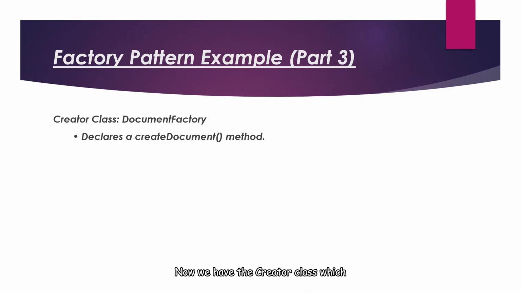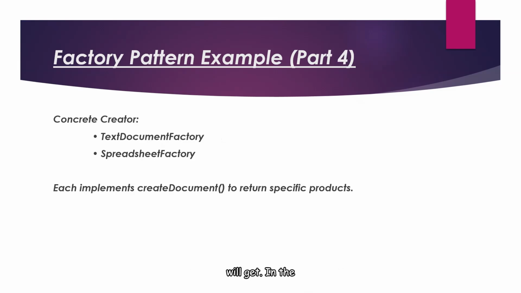Now we have the creator class, which declares the factory method, createDocument. This method does not specify which document will be created. Instead, it serves as a placeholder for the actual object creation logic. The client code will call this method without needing to know the specific type of document it will get.